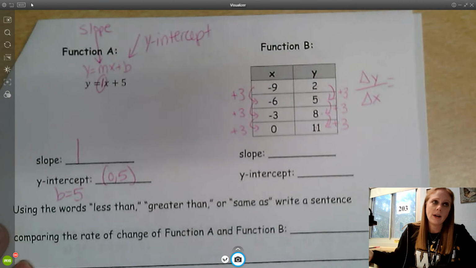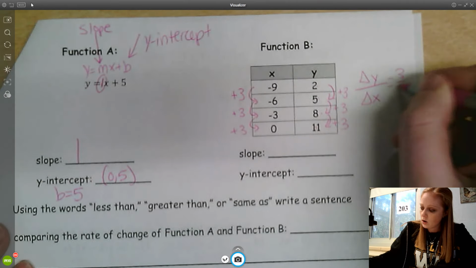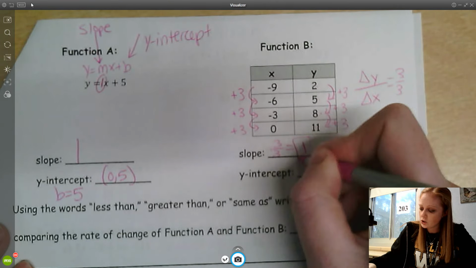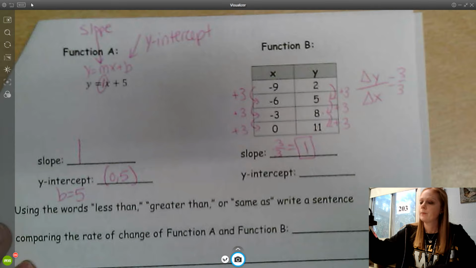Our change in y is 3. Our change in x is 3. Our slope is 3 over 3, which simplifies to 1.